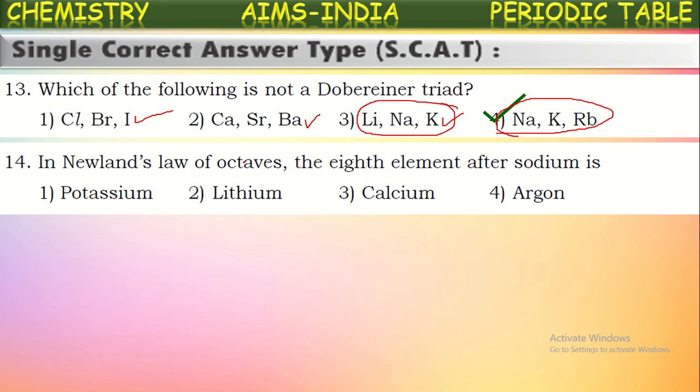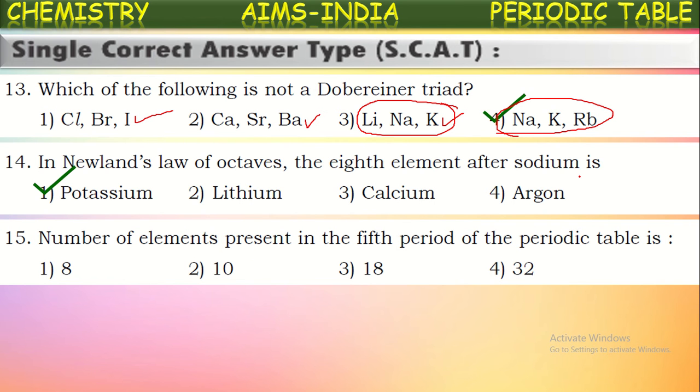Newlands also wrote the elements in increasing order of their atomic weights, all the known elements. Then he observed that the properties of an element in that series exactly resemble the properties of the consecutive eighth element. So for sodium, the consecutive eighth element in that order will be potassium. So sodium and potassium have similar chemical properties. For sodium, the consecutive eighth element is potassium. Sodium is the consecutive eighth element for lithium.